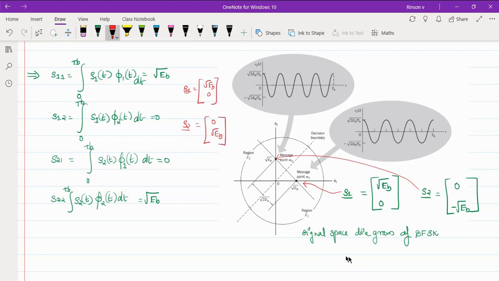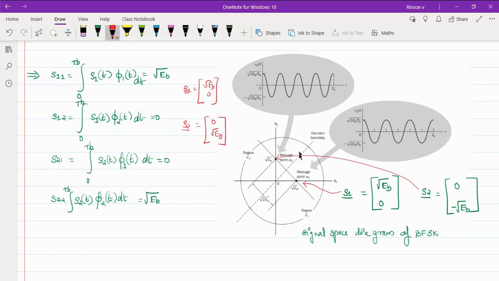Now let's see the signal space diagram of BFSK. You have two bases, Phi1 and Phi2. The first message point is root EB, 0, where this is the component in Phi1 and this in Phi2. The second point is 0, root EB. So you have two message points, M1 and M2.